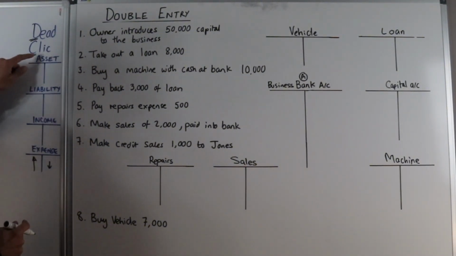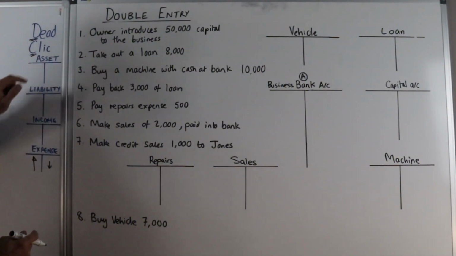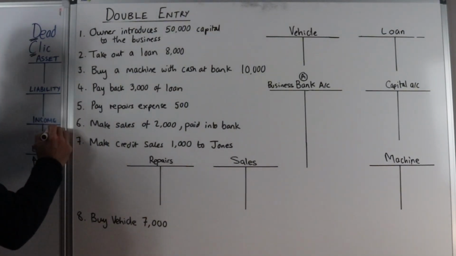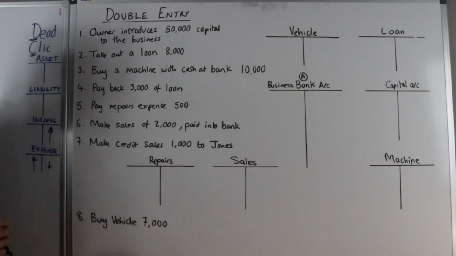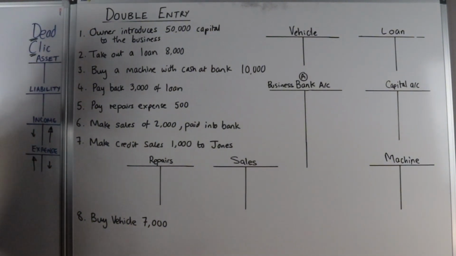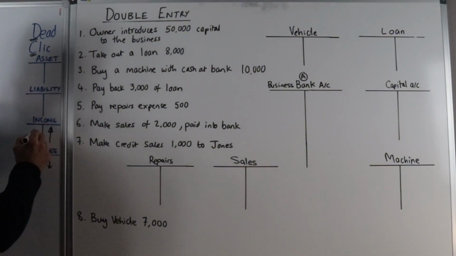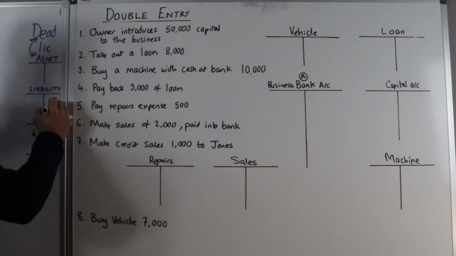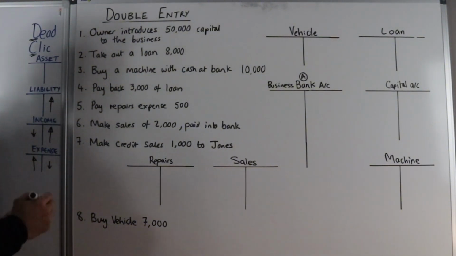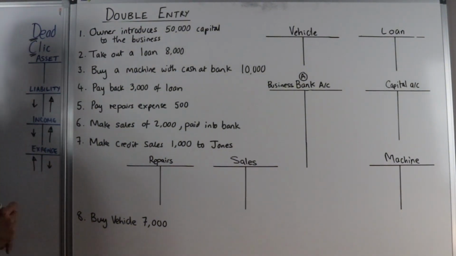For incomes and liabilities and capital, we credit them when they increase. So when an income account increases, I'm going to put a number on the credit side or the right hand side, and therefore when an income decreases, I put a number on the left hand side. And then liability accounts similarly increase on the credit side or the right hand side. So when a liability like a loan increases, I put a number on the right hand side and reverse on the left.